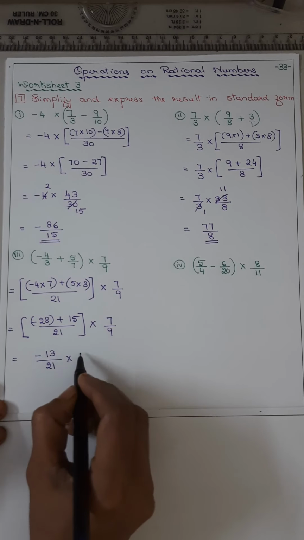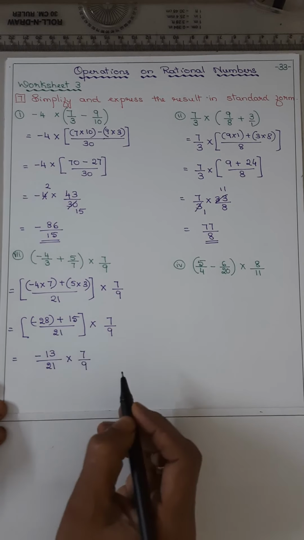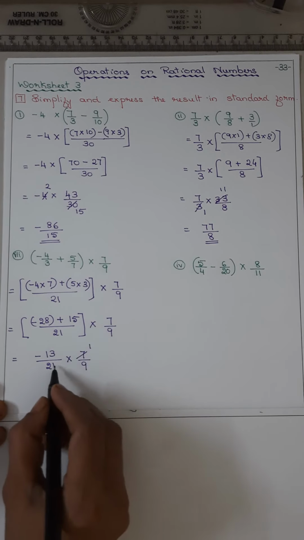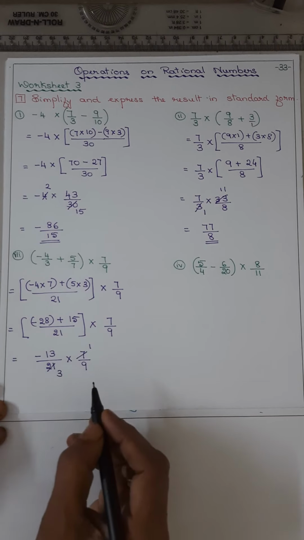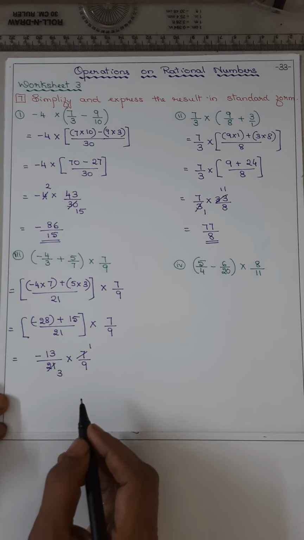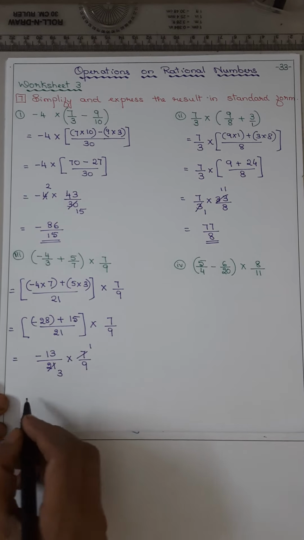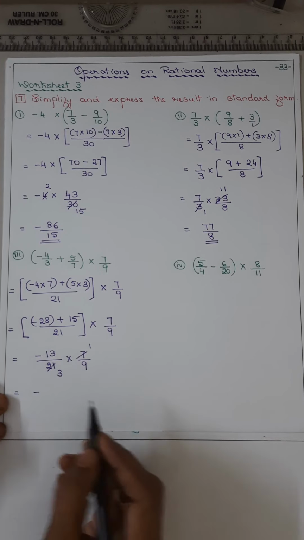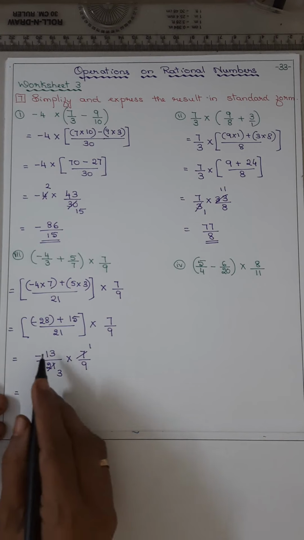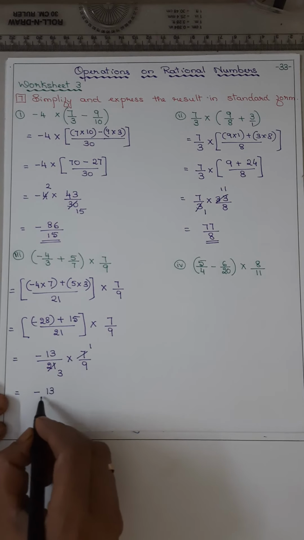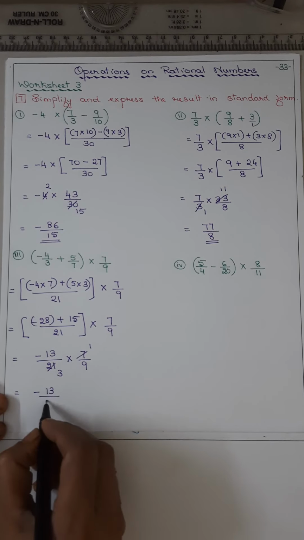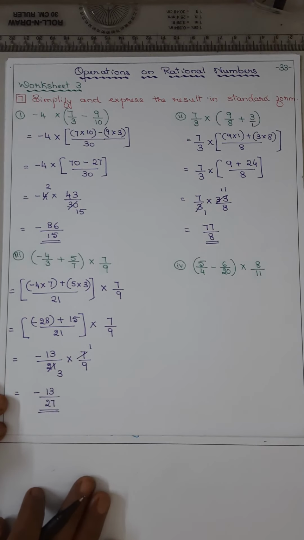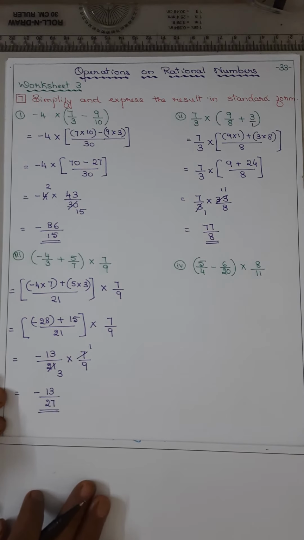Now multiply by 7 by 9. Now 7 and 21 can be cancelled. 7 1s are 7, 7 3s are 21. We can't cancel further. So minus plus multiplication, different signs, minus. 13 1s are 13, 3 9s are 27. So the answer is minus 13 by 27.